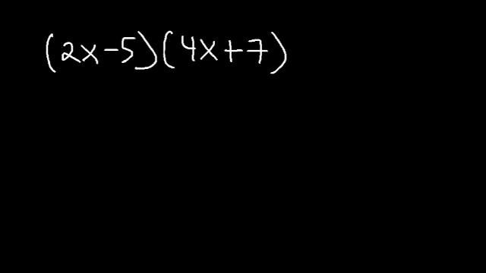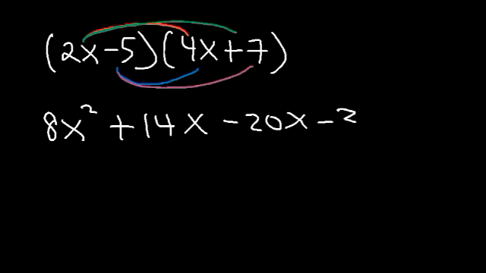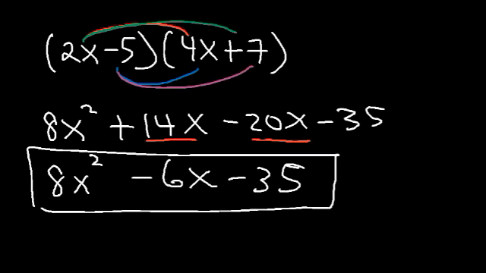Try this example. 2x minus 5 and 4x plus 7. Go ahead and FOIL this expression. So 2x times 4x, that's 8x squared, and 2x times 7 is 14x. Negative 5 times 4x is negative 20x, and negative 5 times 7 is negative 35. So let's add like terms. 14x minus 20x is negative 6x. So this is the final answer to this particular problem.